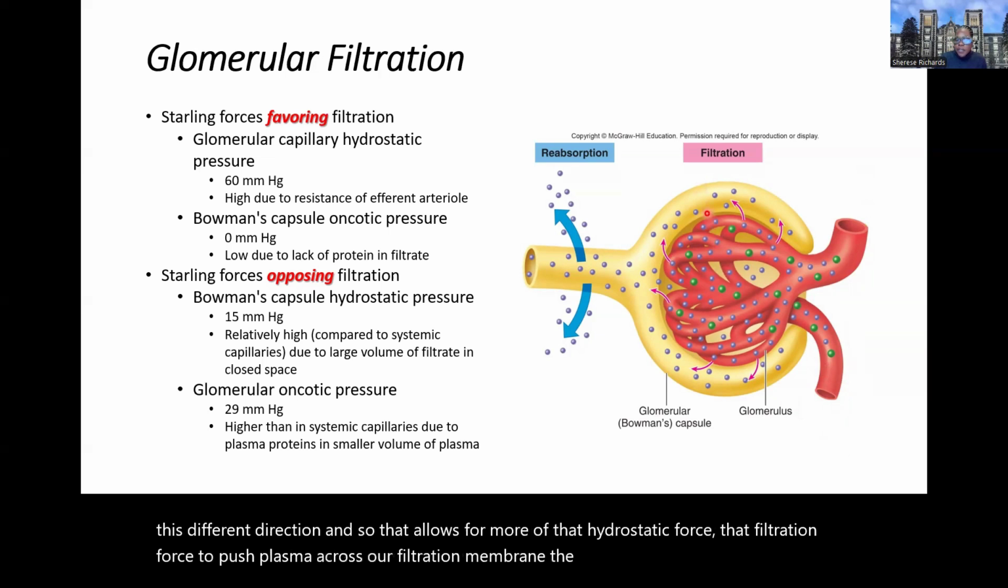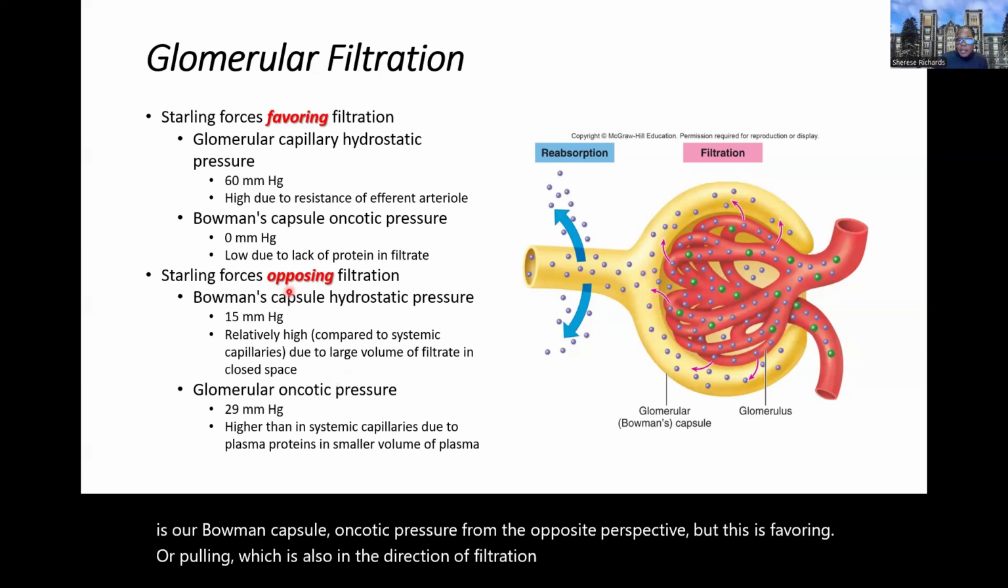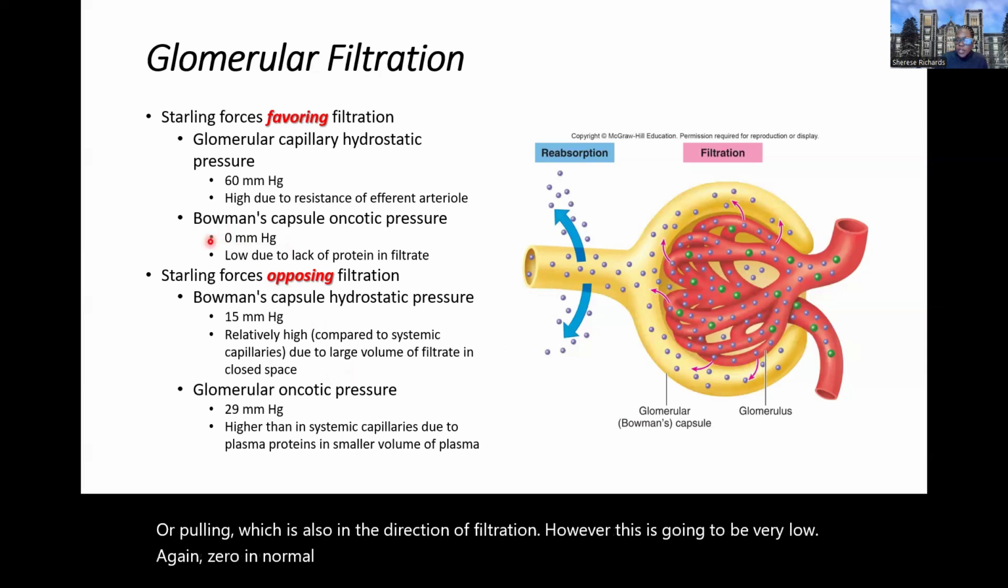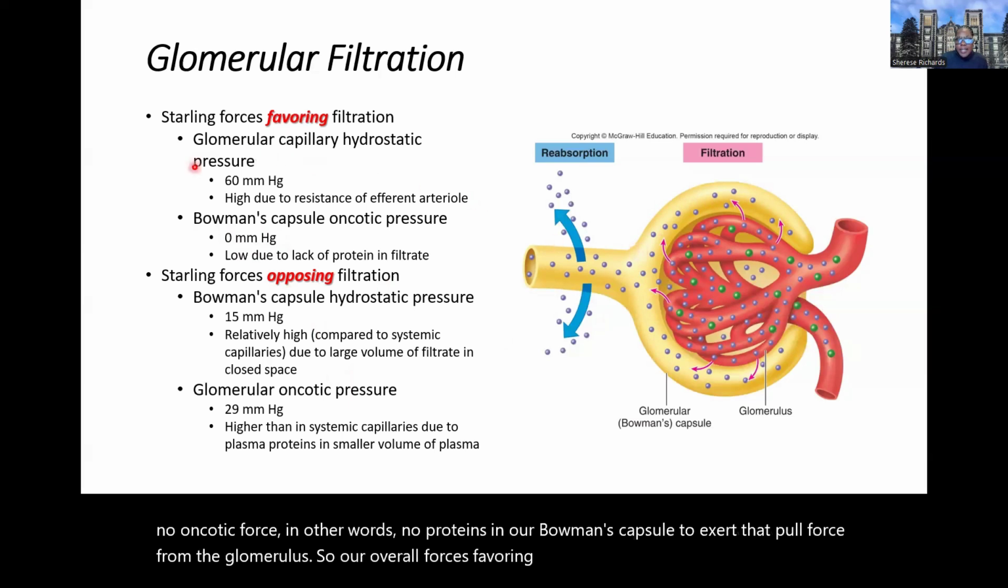The other force that's favoring filtration is our Bowman capsule oncotic pressure from the opposite perspective, but this is favoring pull, or pulling, which is also in the direction of filtration. However, this is going to be very low, again, zero in normal healthy individuals or normal healthy kidneys, because there should be no oncotic force. In other words, no proteins in our Bowman's capsule to exert that pull force from the glomerulus. So our overall forces favoring filtration should be about 60 millimeters of mercury only.